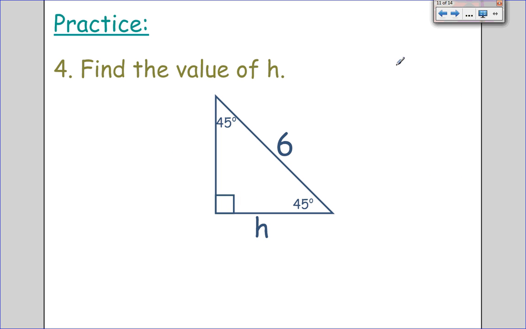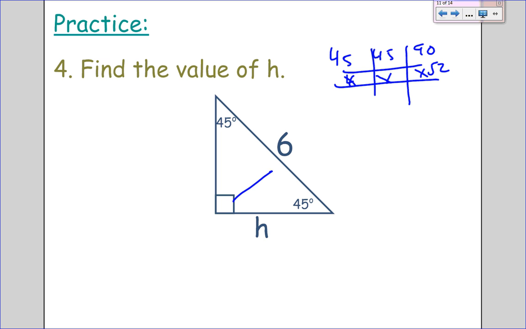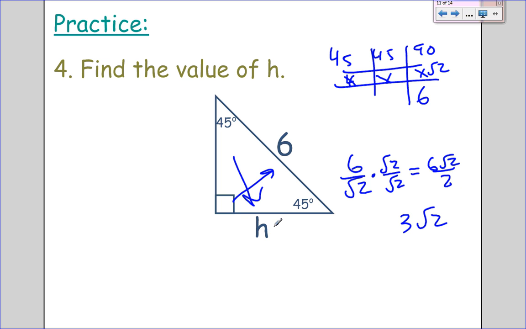Pause the video and try this one out. All right, so here we are given our x, x root 2. We know our 90 side, and we're looking for our 45. So the 90 is 6. So to go backwards, we divide by square root of 2, but we can't leave a square root of 2 in the denominator. So we multiply top and bottom. We get 6 root 2 over 2. 6 over 2 is 3. So h is 3 root 2, okay? And same with this side as well.